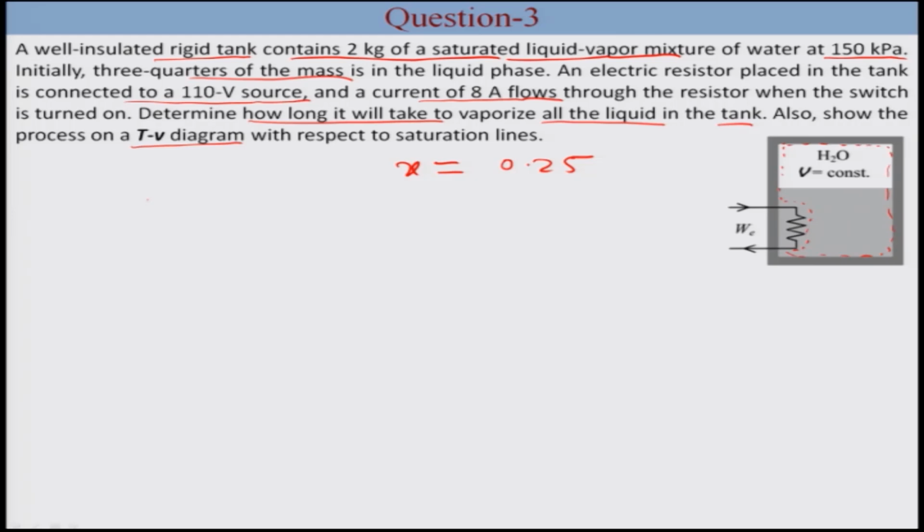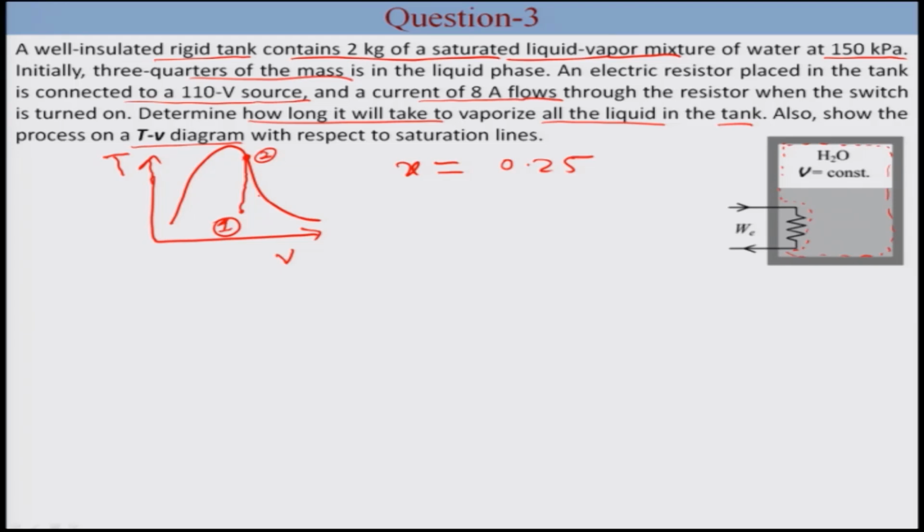So if you see the whole process on a T-v diagram, initially it is a mixture of liquid and vapor with a quality of 0.25. The initial state would be here. Now it is heated, and it is heated such that all the liquid is in vapor state. So now this is our state 2 and this is our state 1, and it is occurring at constant volume since it is a closed rigid tank.